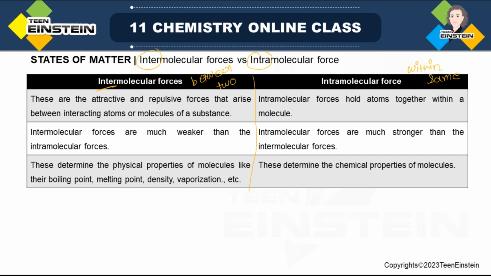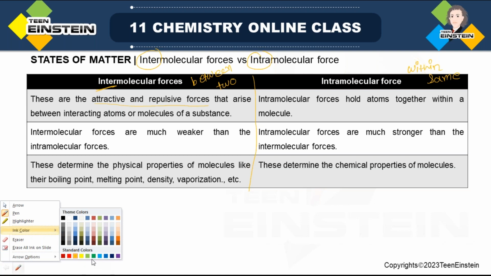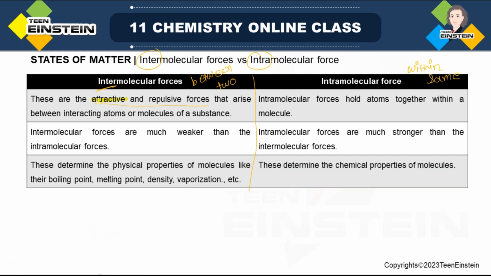So intermolecular forces are attractive or repulsive forces. It may be attractive, it may be repulsive. Though in this unit we will mainly focus on attractive forces, not repulsive forces. But repulsive forces may also be there. So it arises between interacting atoms or molecules of a substance. So it is atoms or molecules. But intra, it holds atoms together within a molecule. So here it is only about a single molecule. It has nothing to do with another molecule or another atom.